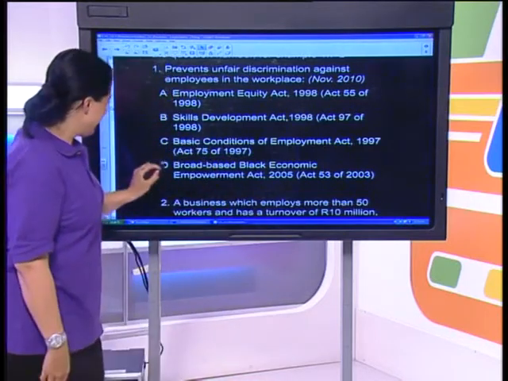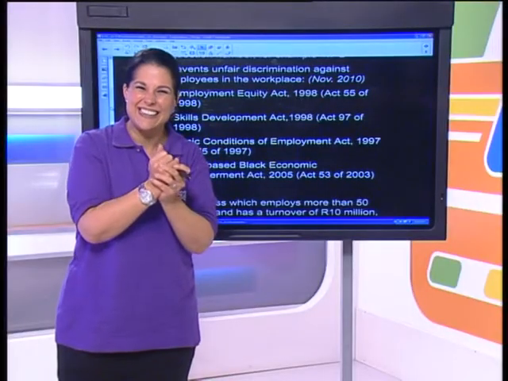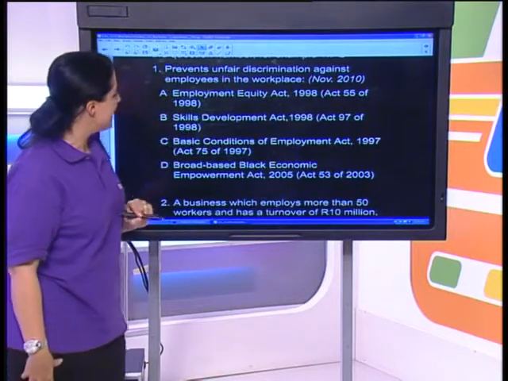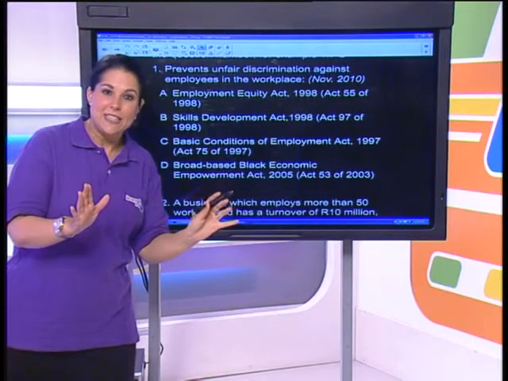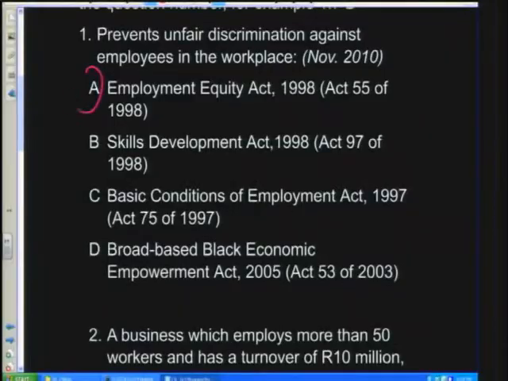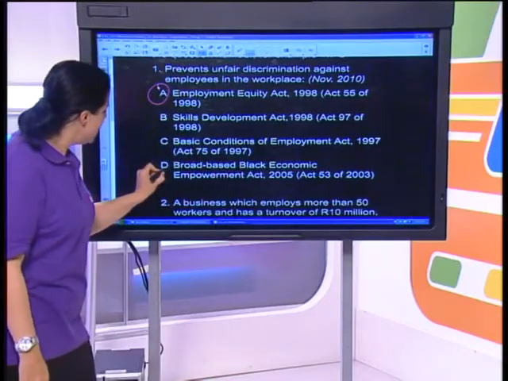Let's get back to this. Number D says, broad-based black economic empowerment. We call this BBBEE. Goes hand in hand with BEE. Now, what are we going to say here, guys? This is a bit of a tricky one, because the minute we think about discrimination, I want everyone to be treated equally. So the answer here will be, I just want to quickly circle it for you guys, is A, the Employment Equity Act. Quickly tell me, why did we not say D?